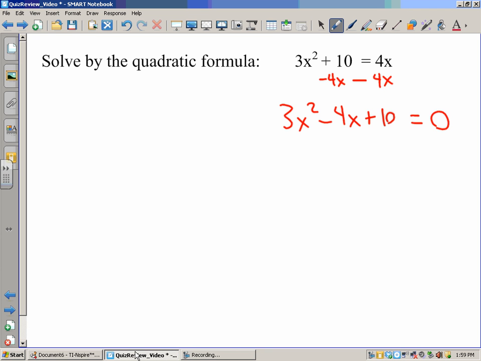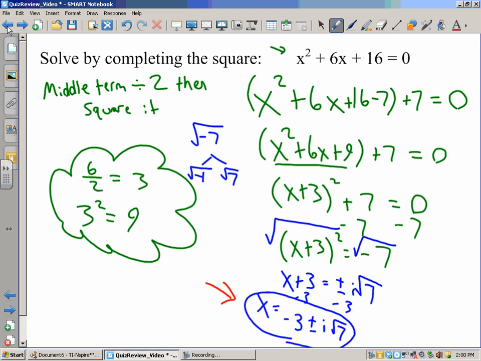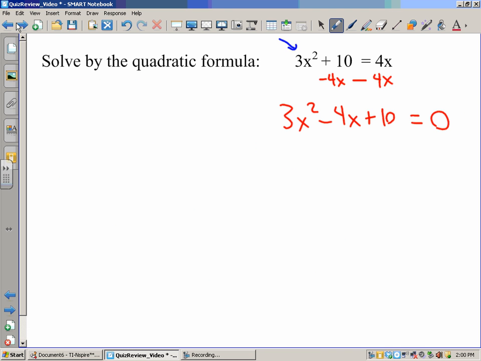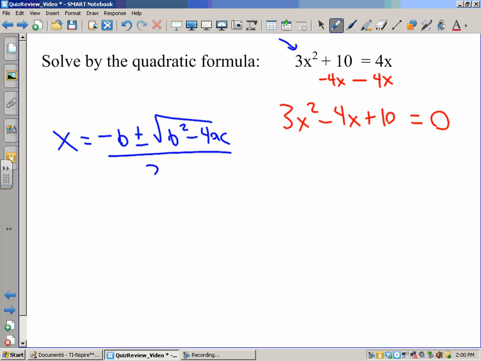Anytime your a is not 1, like here the a is 3, back here the a was 1. Anytime it's not 1, please use the quadratic formula. Don't try to complete the square. It's way too hard. So the quadratic formula is x equals the opposite of b plus or minus the square root of b squared minus 4ac, all of that divided by 2a. Yeah, I said by 2a. You can do it today solving the quadratic way.